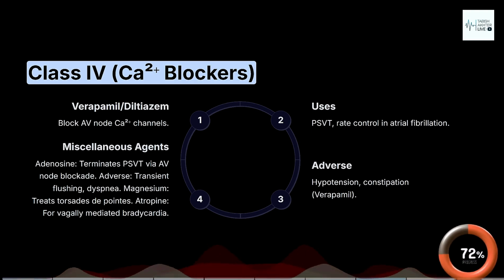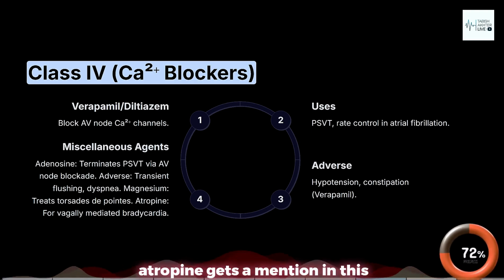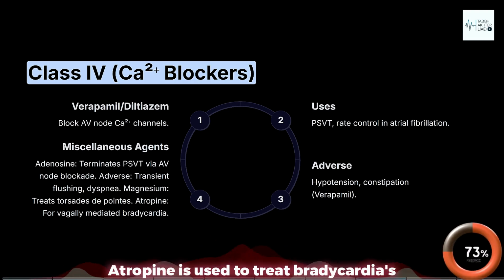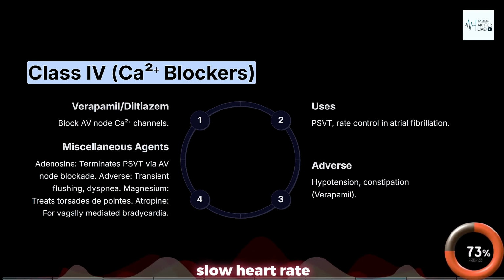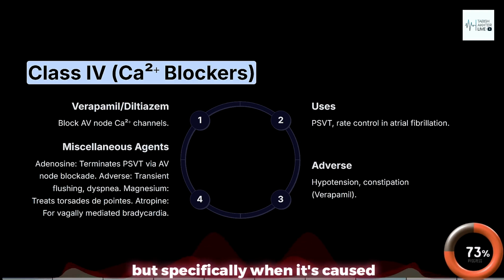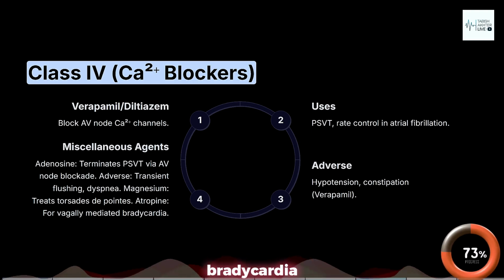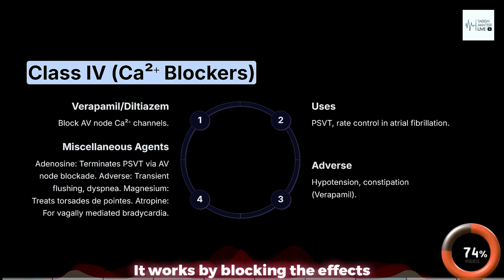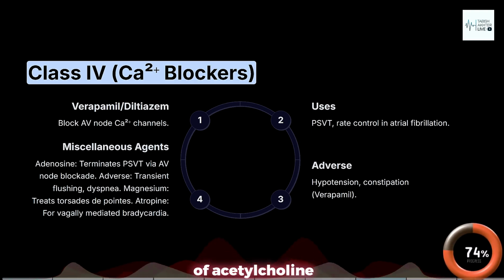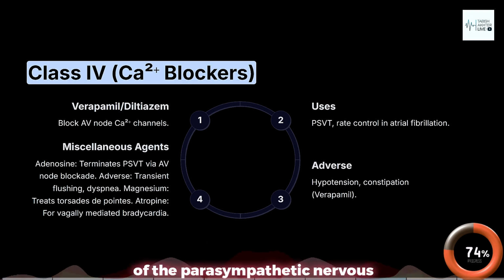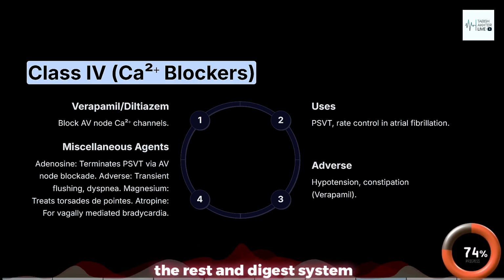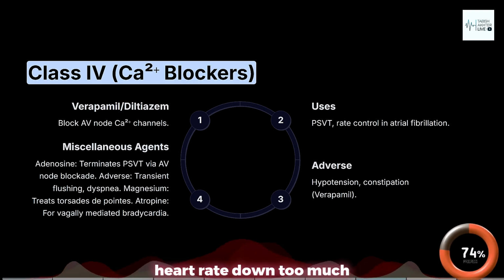Good to know. Finally, atropine gets a mention in this group. What's its role? Atropine is used to treat bradycardia, slow heart rate, but specifically when it's caused by an overactive vagus nerve. We call that vagally mediated bradycardia. So it counteracts the nerve signal slowing the heart. Exactly. It works by blocking the effects of acetylcholine, which is the neurotransmitter of the parasympathetic nervous system, the rest and digest system, which can sometimes slow the heart rate down too much.